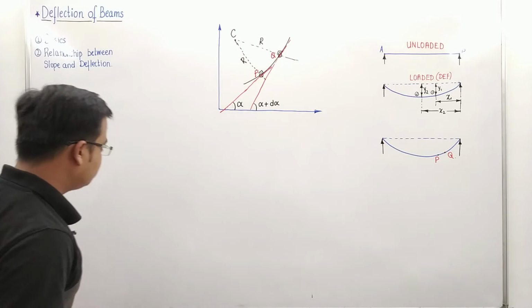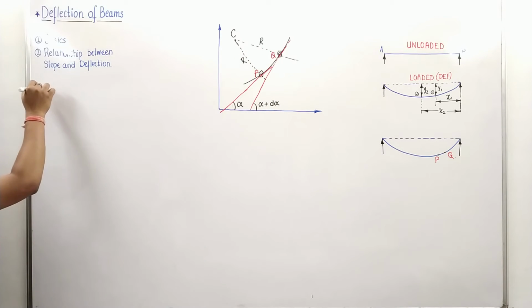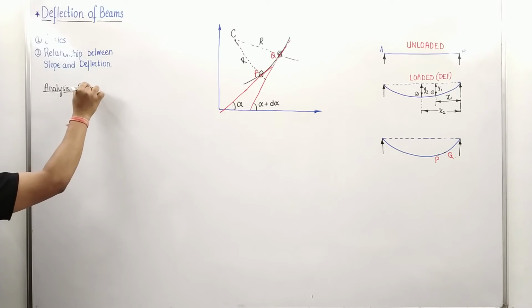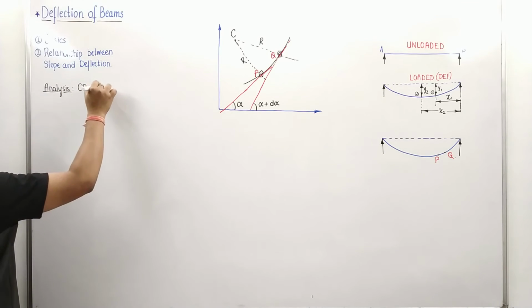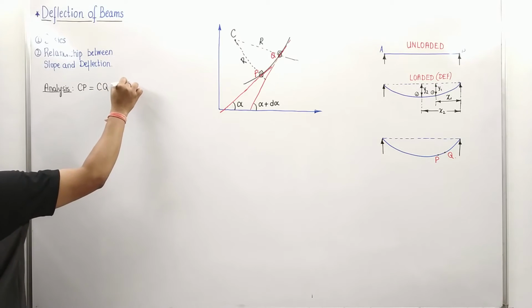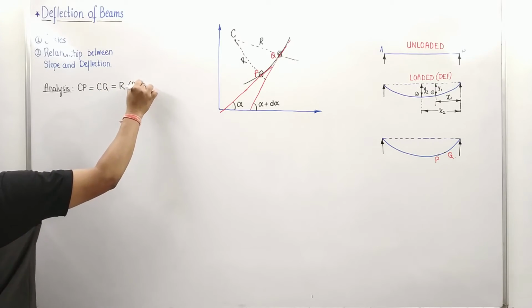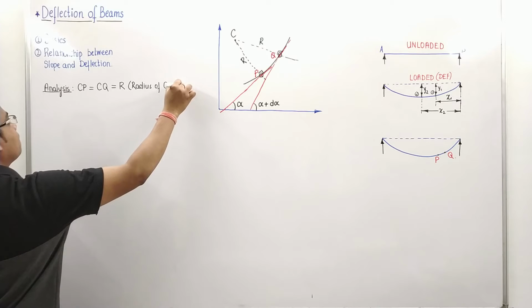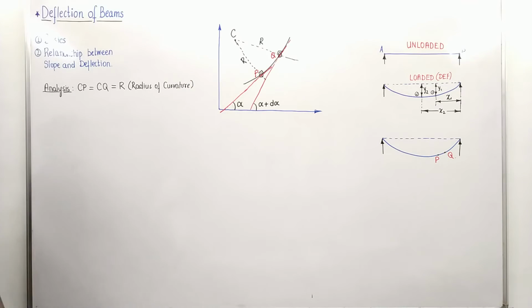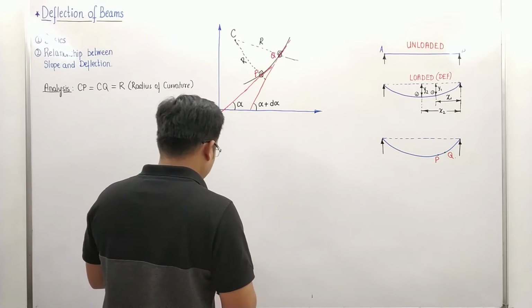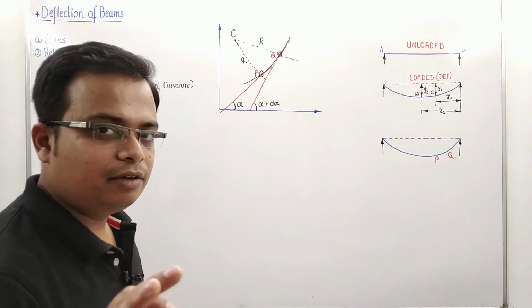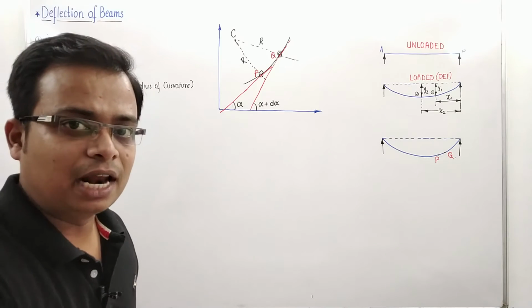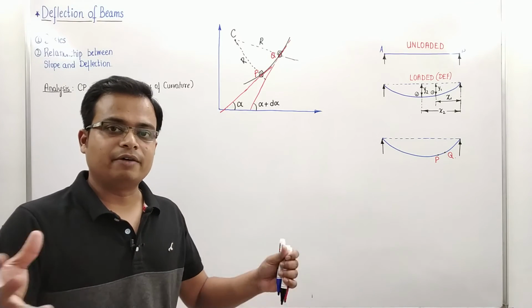Let me just write this. Let us start the analysis. The first thing which we know from the diagram is that CP is equal to what? CP is equal to CQ is equal to the radius of curvature. Let me just write this. Radius of curvature, that's for sure. What else? One more thing, just keep watching. This is going to get really interesting. A bit of geometry, a bit of trigonometry, a bit of calculus, and these are all the ingredients to have the final relationship.